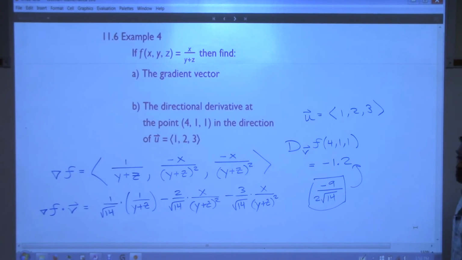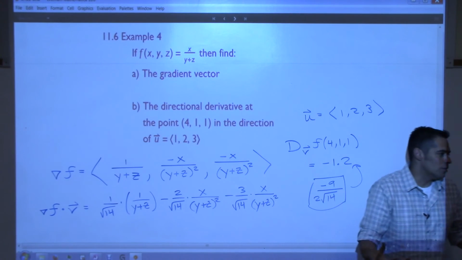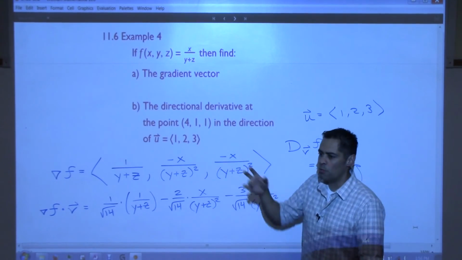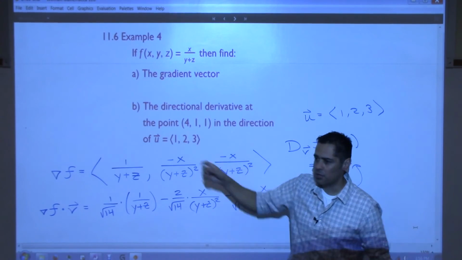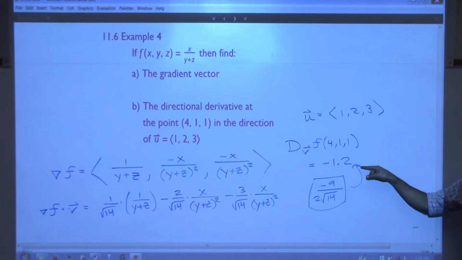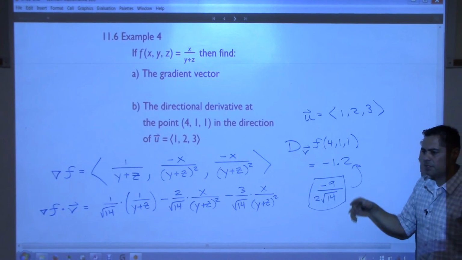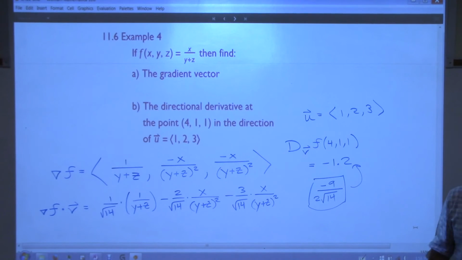So again, let's say that this function right here represented temperature in the room, and you're at the point (4, 1, 1), wherever that is, and you start moving in the direction of this vector, you start moving that way, the temperature is actually decreasing at that rate, negative 1.2 degrees. All right, we're moving on.